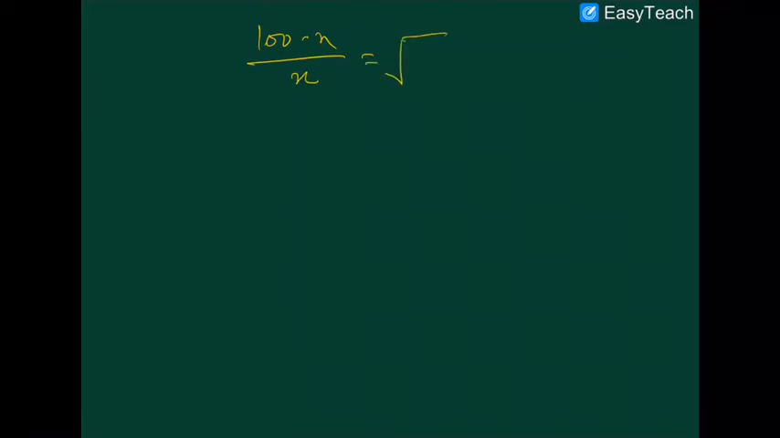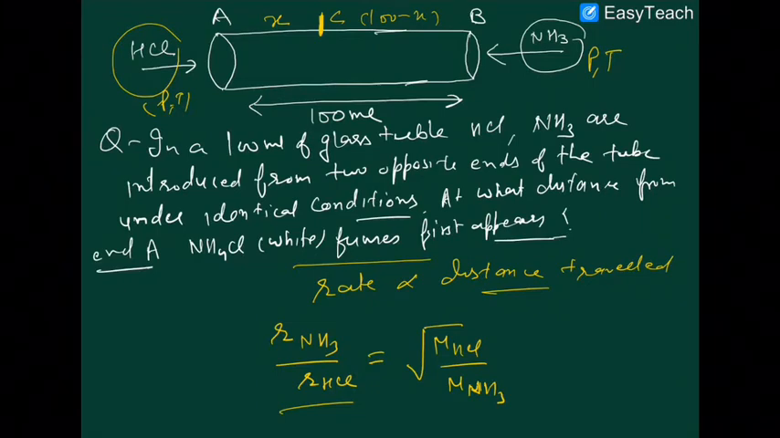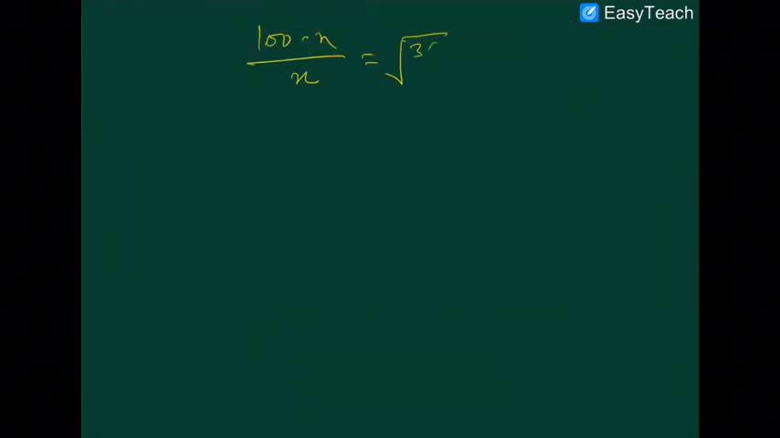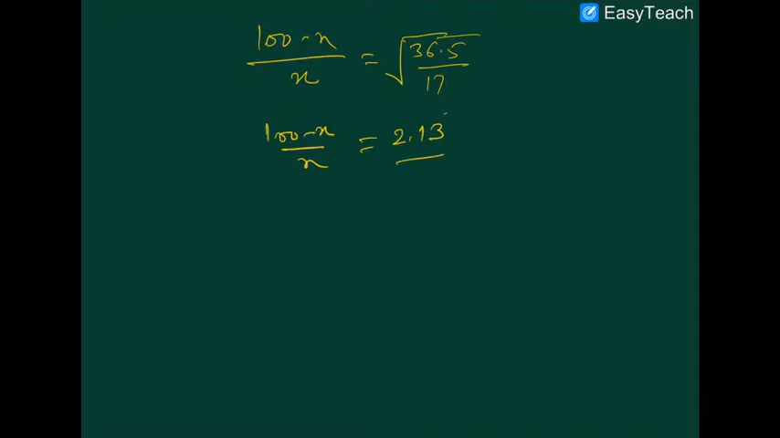Molar mass of HCl is 36.5 and molar mass of ammonia is 17. So it comes out to be 2.13 under root. Sure about that? So 2.13 under root is near about what? Near about 1.4 or 1.5. So it comes out to be 1.46.